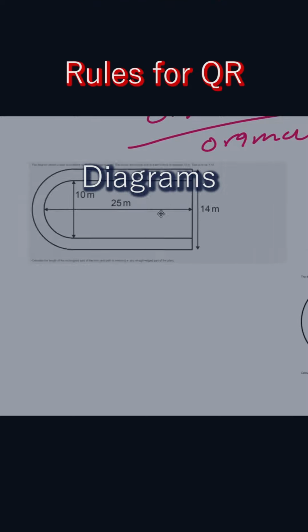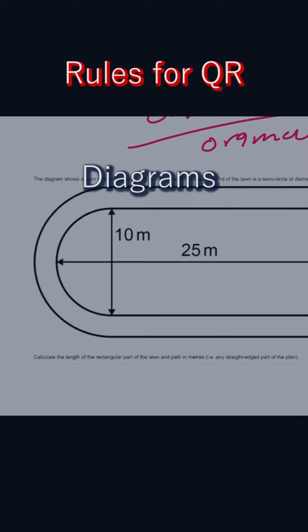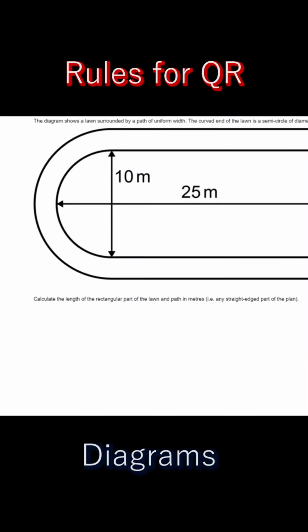This is your typical diagram question. Diagram questions are typically area questions. They're kind of synonymous in a way. And so what this one's asking is calculate the length of the rectangular part of the lawn.